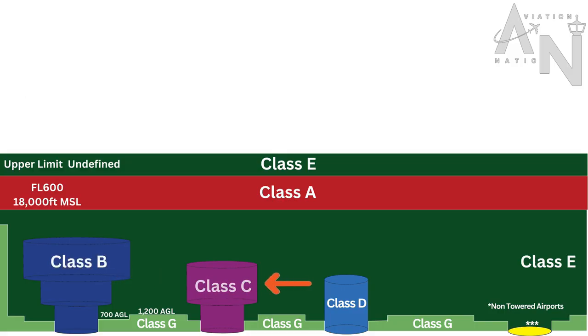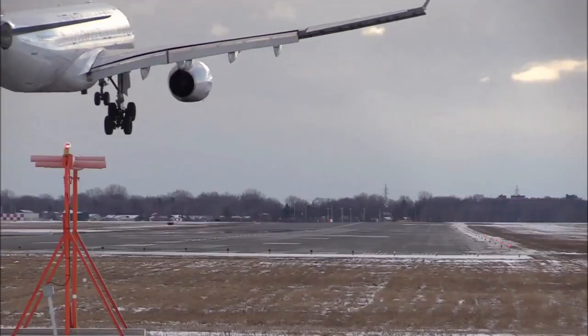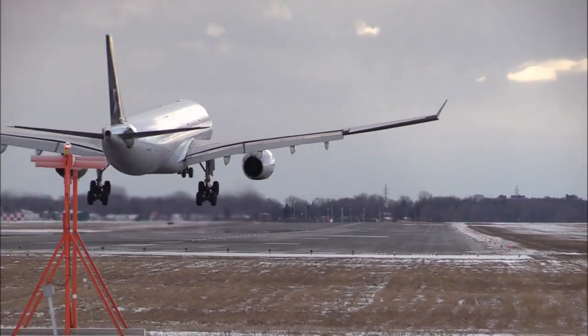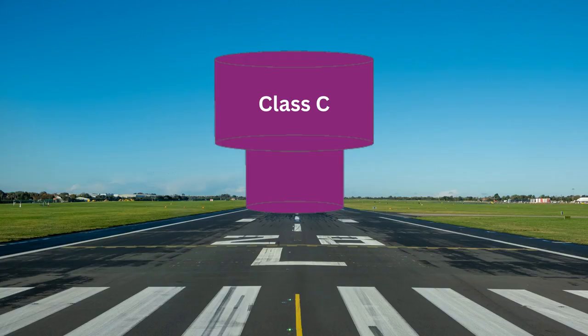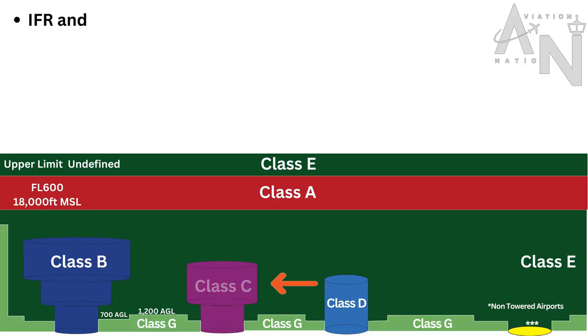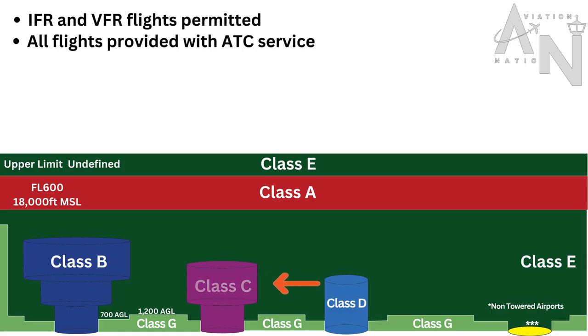Now, let's discuss Class C airspace. Class C airspace is typically found around medium-sized airports. It has two layers, and to enter, you need to establish two-way radio communication with the controlling ATC facility. This airspace is used for both IFR and VFR flights. All flights are provided with ATC service.